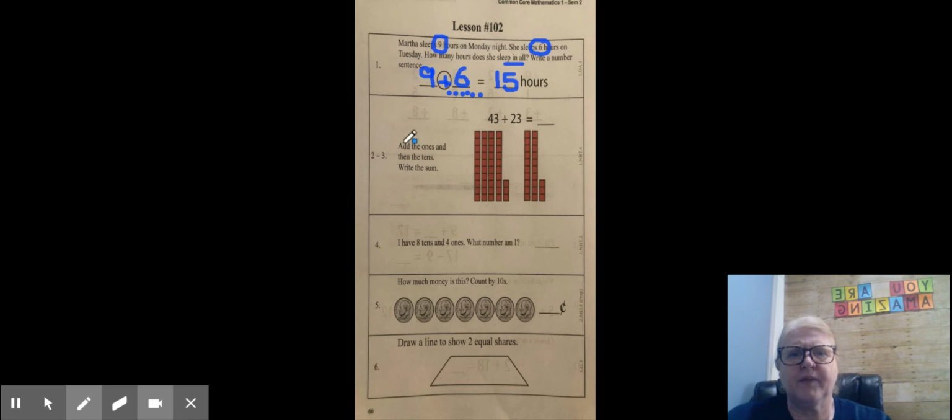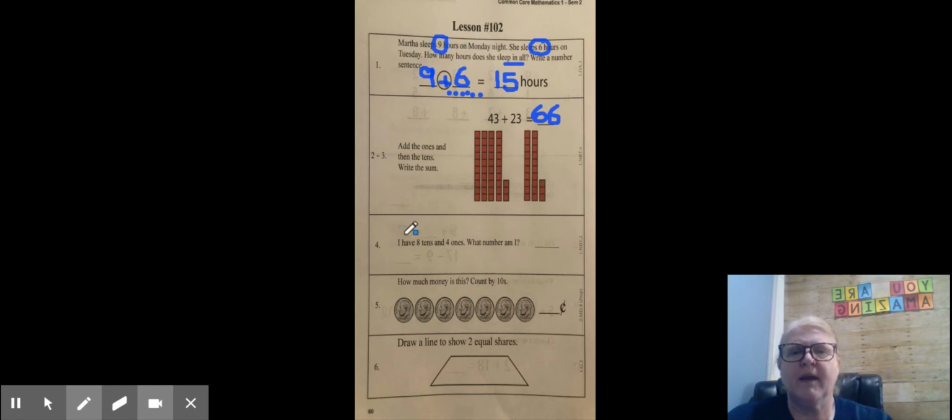Number 2 and 3. Add the ones and then the tens. Write the sum. So it's our double-digit addition again. So we're going to start with the ones. So we have our ones down here. There are 3 and 3. So we know what 3 plus 3 is because that's a doubles. So I'm just going to write the 6. If you needed to, you can count them. They're there. And then I'm going to add the tens. 10, 20, 30, 40, 50, 60. So 43 plus 23 equals 66.